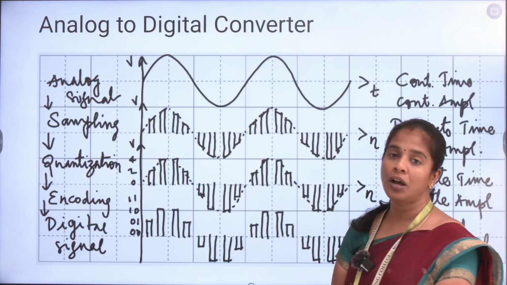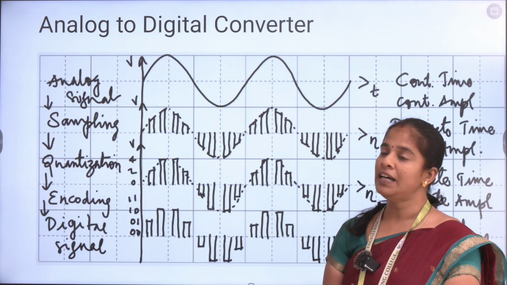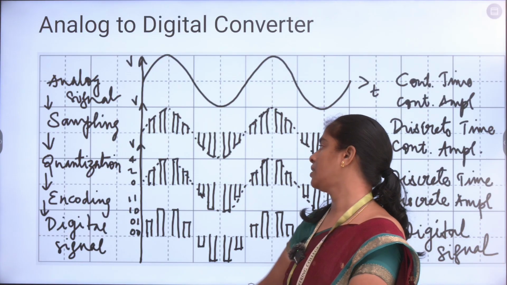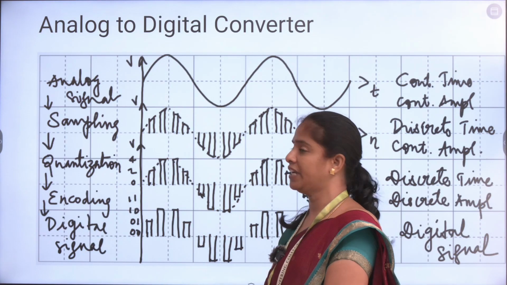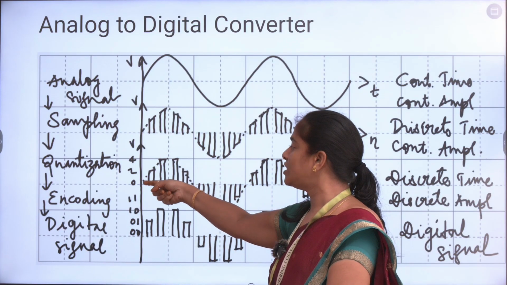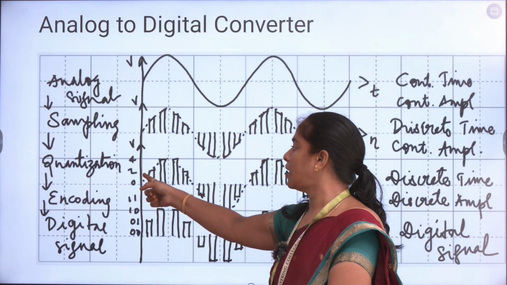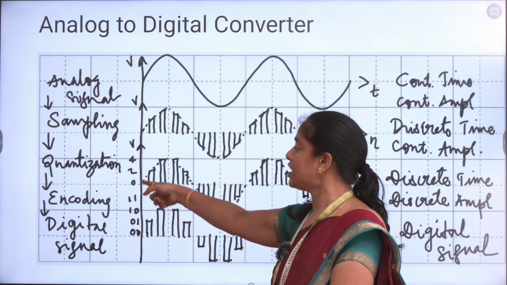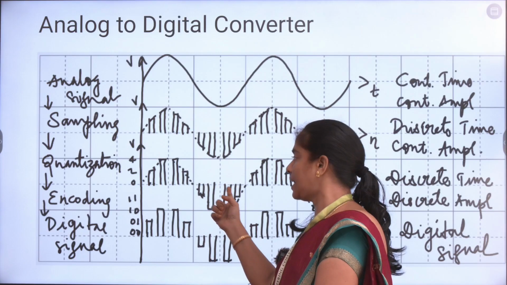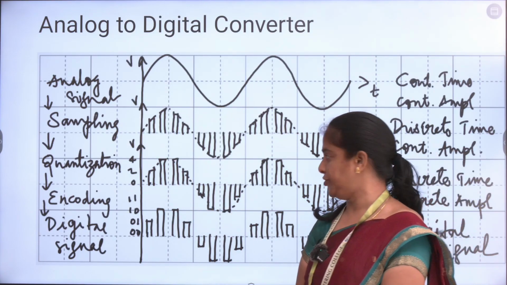So the next step is quantization. Quantization is approximating the amplitude to the nearest discrete voltage level. In this case, some discrete voltage levels are fixed, and all the sample amplitudes which are close to these discrete voltage levels are approximated. Thereby we are converting the signal to be discrete in amplitude also. So the signal which is discrete in time and discrete in amplitude is the output of quantization.